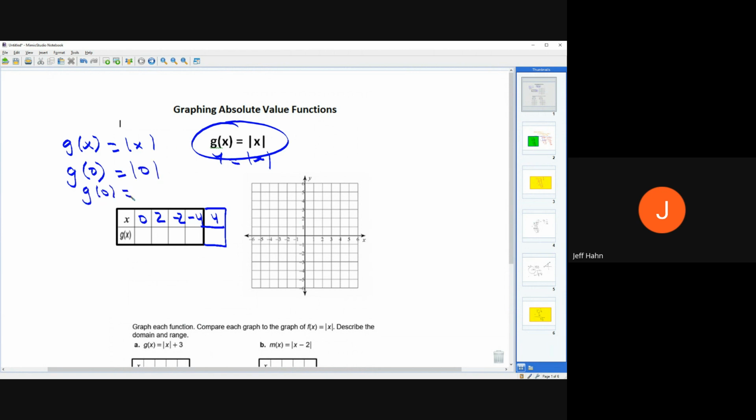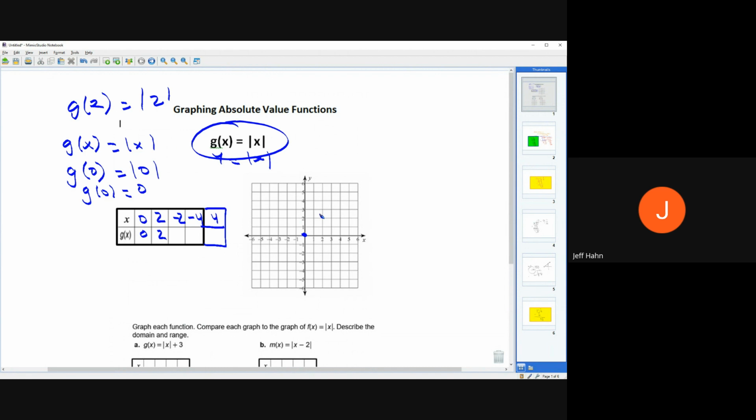What is the absolute value of 0? 0. Because absolute value just makes everything positive. So my first point I'm going to plot is 0, 0. Tough one. If I put positive 2, g of positive 2 equals the absolute value of positive 2. What is the absolute value of positive 2, Reagan? What's the absolute value of positive 2? It's just 2. Absolute value just makes everything positive. So my next point I'm going to graph is 2, 2.